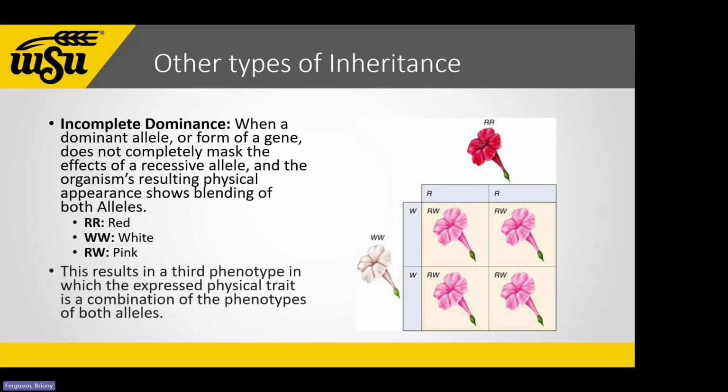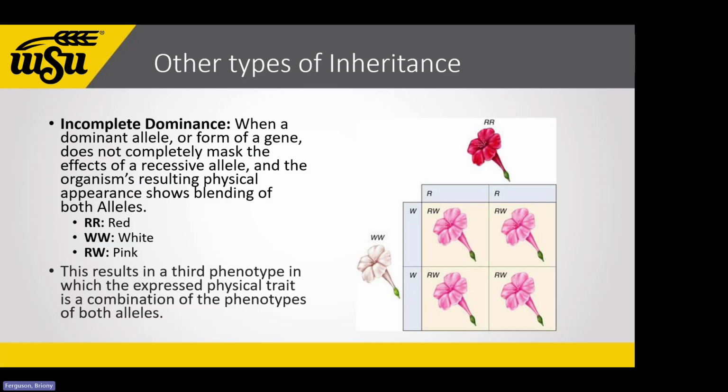Now, the other forms of inheritance that we were talking about that Mendel wants to avoid with his use of true breeding pairs, one of these is incomplete dominance. This is when a dominant allele can't completely mask the effects of a recessive allele. This results in a blending of the alleles in the offspring, so it creates a third phenotype where it is a blend of the 2 parent alleles.